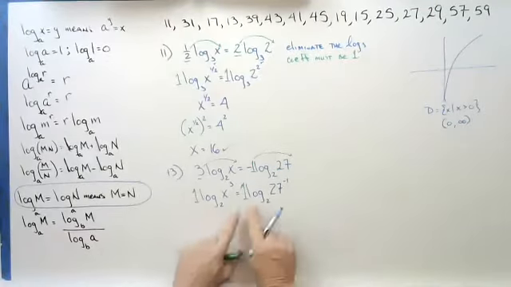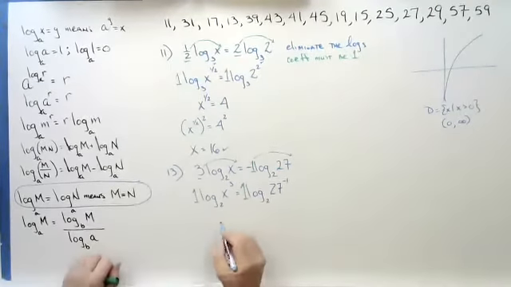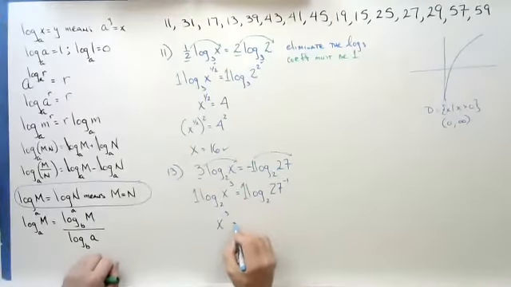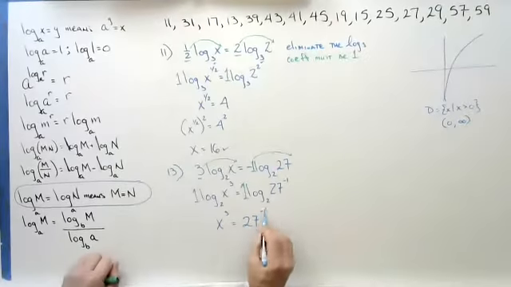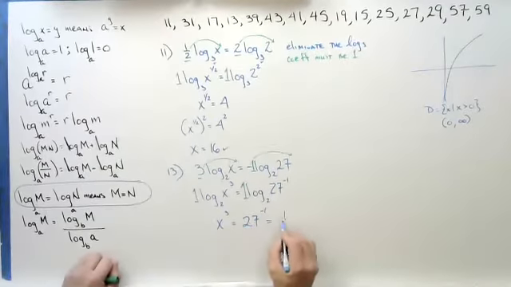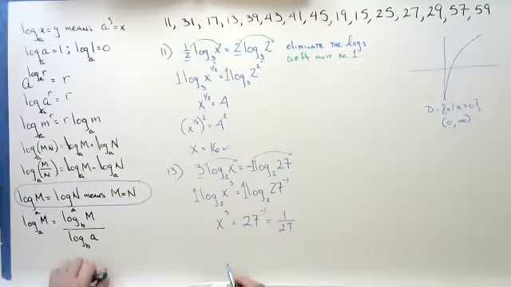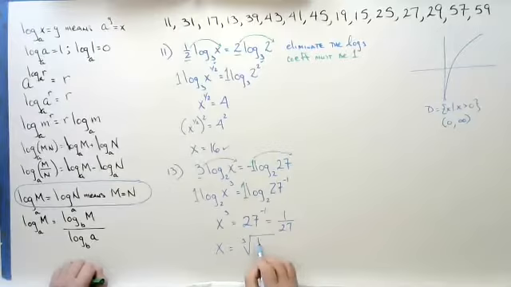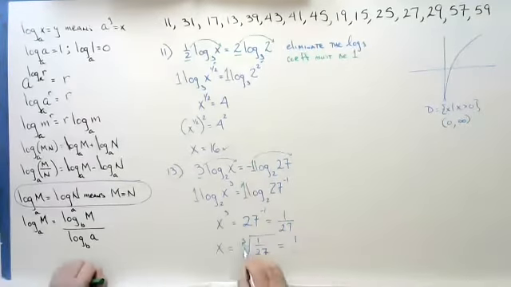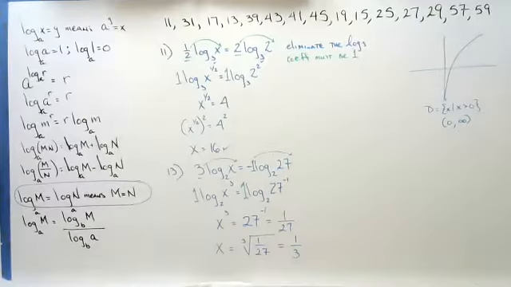So we can drop the log, right? The logs go away, and we get x cubed equals 27 to the negative 1. Now we know what that is. That's 1 over 27. So we ask ourselves, what do I cube to get 1 over 27? Or we take the cube root of both sides. Over here, we're going to get x. Over here, we're going to get the cube root of 1 over 27. The cube root of 1 is 1. The cube root of 27 is 3.